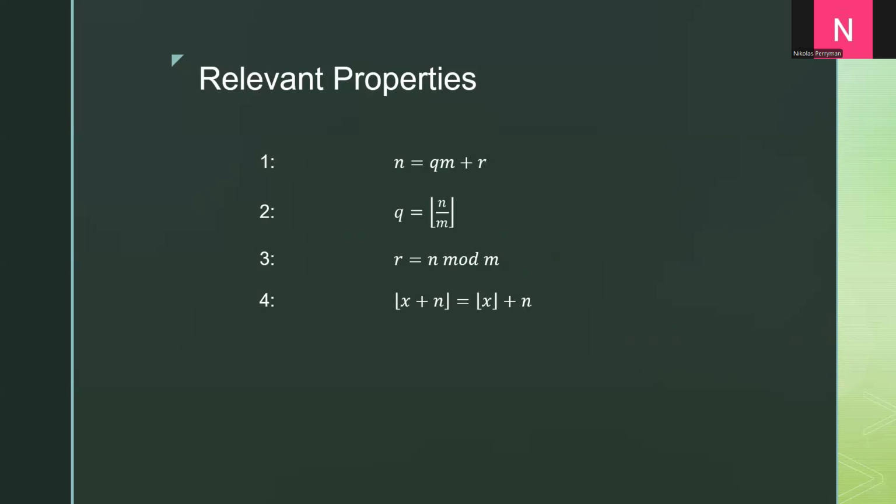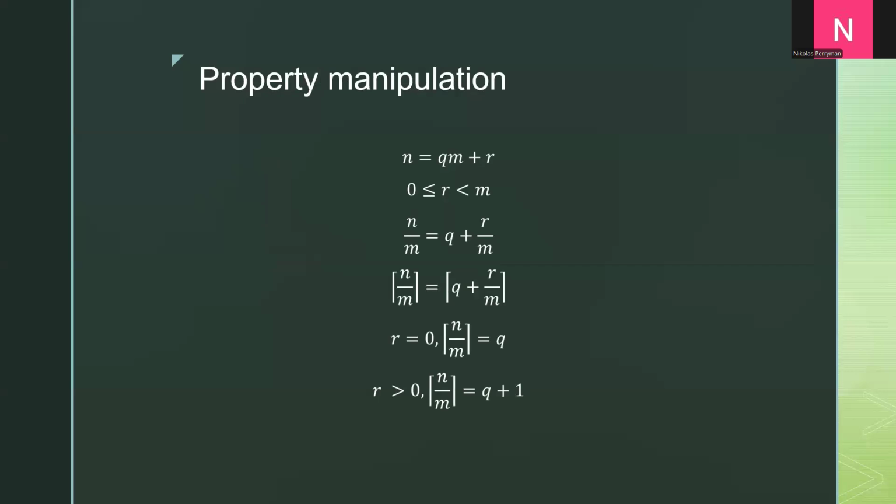So we've got a few relevant properties here. The first two will be the main ones that we look at. So n equals qm plus r, and q equals the floor of n over m. We've also got r equals n mod m, and the floor of x plus n equals the floor of x plus n, as just the integer n. So just doing some property manipulation to kind of get a basis.